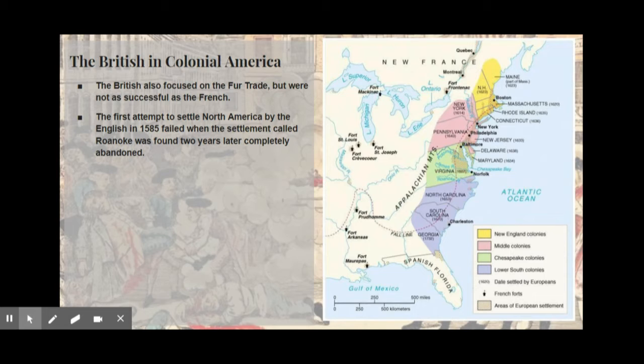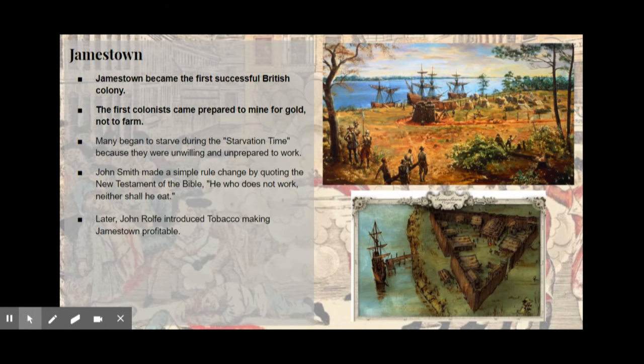The first attempt to settle North America by the British or the English was in 1585, and it failed spectacularly. It was the colony of Roanoke in modern-day Virginia. And it ultimately was unsuccessful after a couple of years, when all of these settlers essentially disappeared. Even today, we really don't know what happened to them. Now, the first successful colony would have been Jamestown.